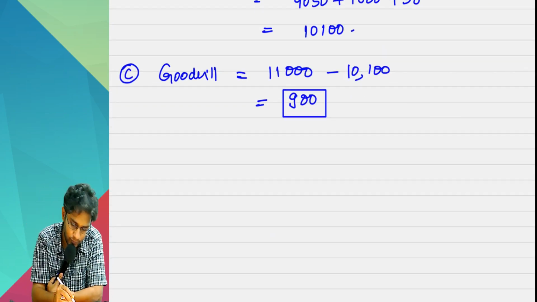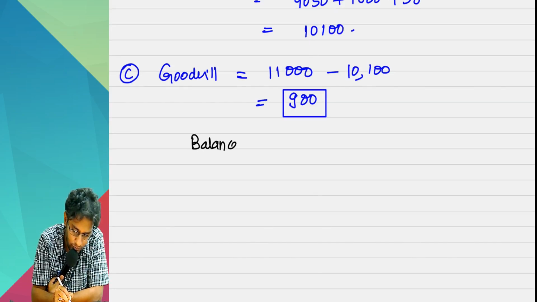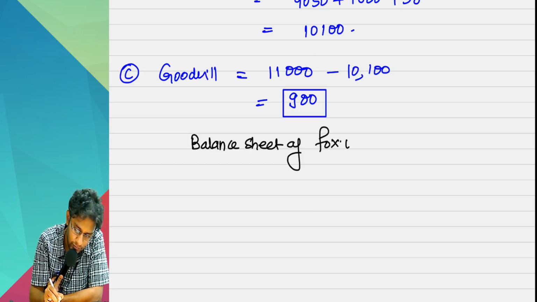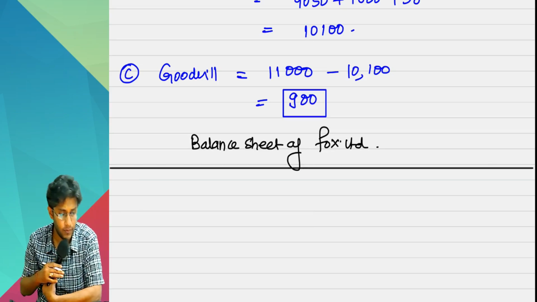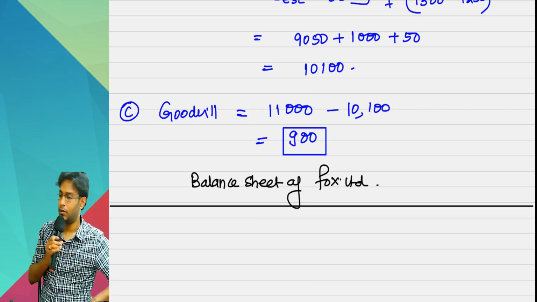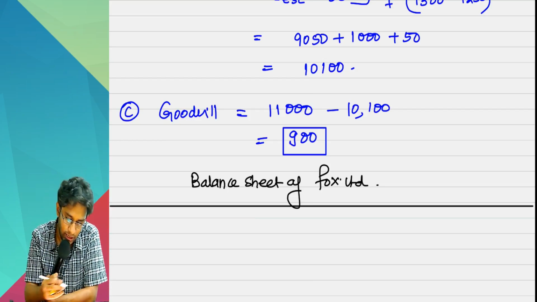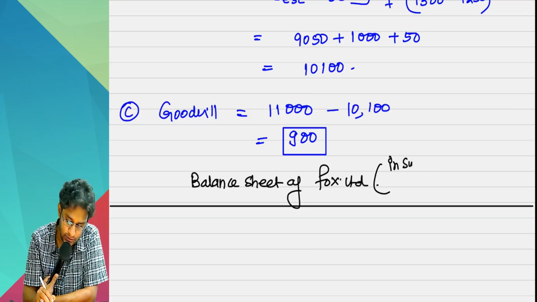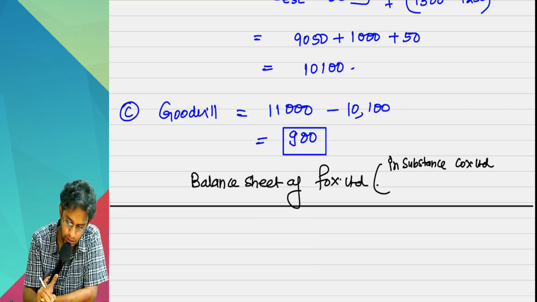Do the balance sheet now. Balance sheet of Fox Limited. Sir, it is named Fox Limited, but in substance this is Cox. In substance, Cox Limited after absorption of Box Limited.